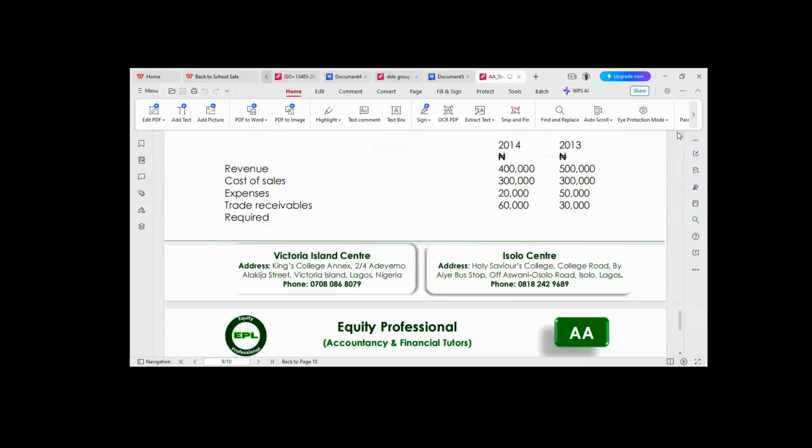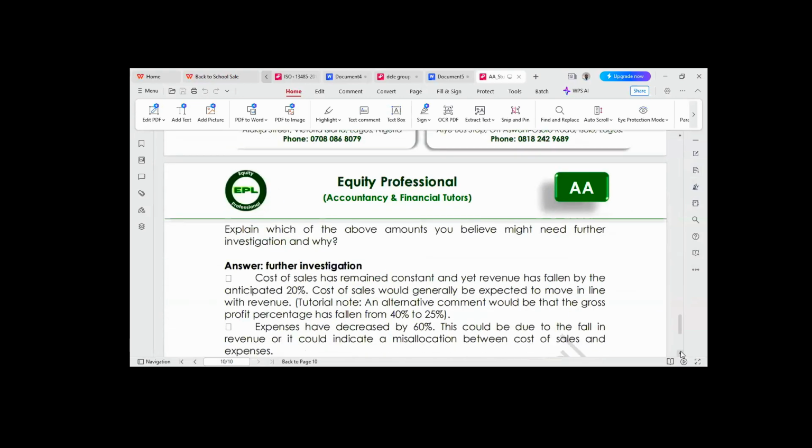2013, 300. 2014, 300. It did not change, all right? So that one is constant. That's what you're going to answer. Cost of sales has remained constant and yet revenue has fallen by an anticipated 20%. So cost of sales will generally be expected to move in line with revenue. An alternative comment would be that the gross profit percentage has fallen from 40% to 25%.